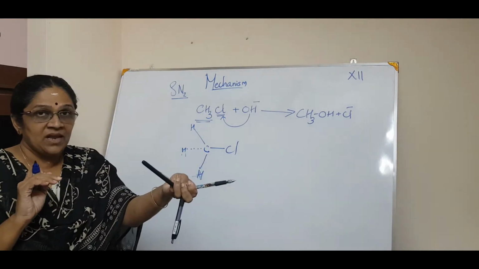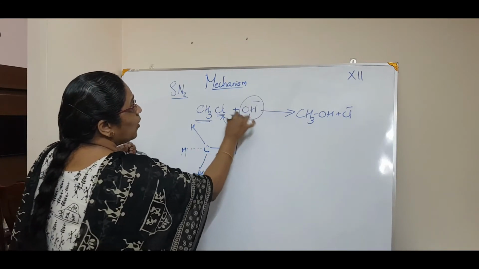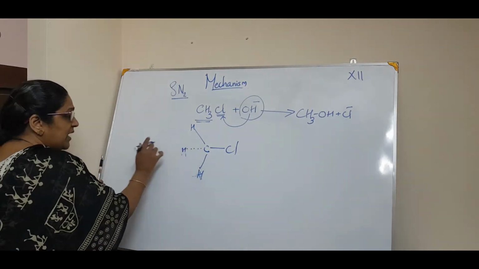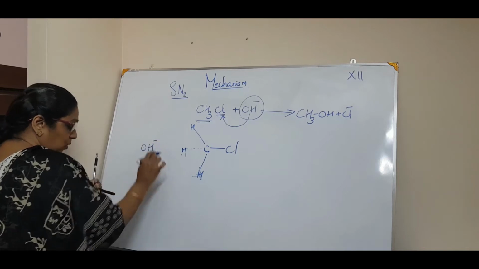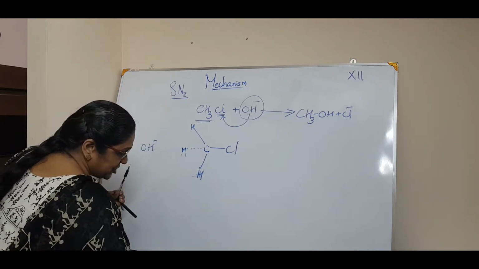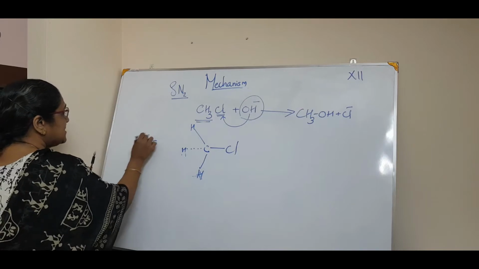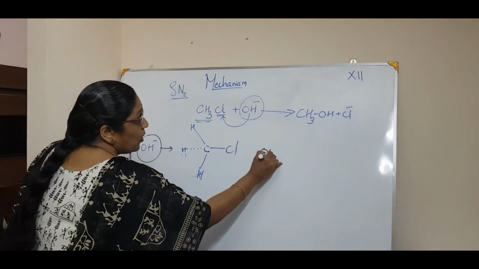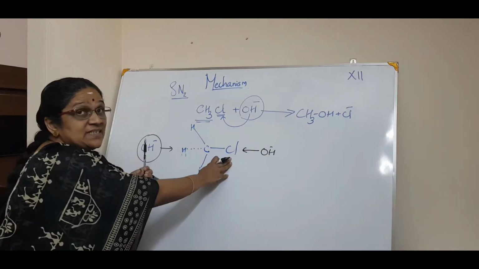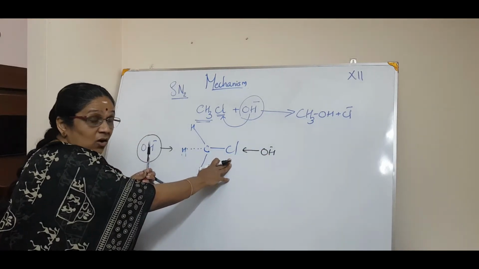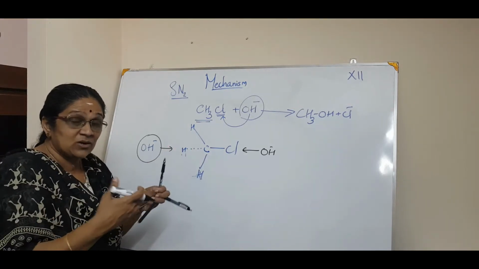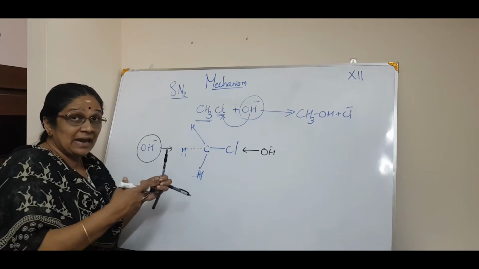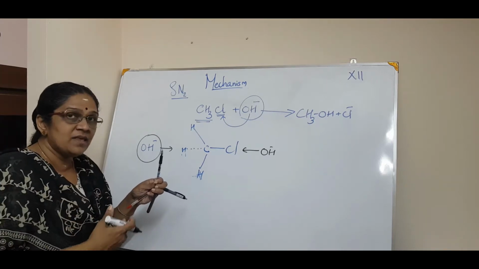Are you clear? Now we know what a nucleophile is. OH minus ion is the nucleophile. So OH minus will come from this position. Why is it coming from this position? Because it is easy for the attack. If OH minus comes from the other side, it will clash with the Cl. Clash means the collision will not be effective, the proper orientation is not there. So the activation energy will be very, very high. So what happens?